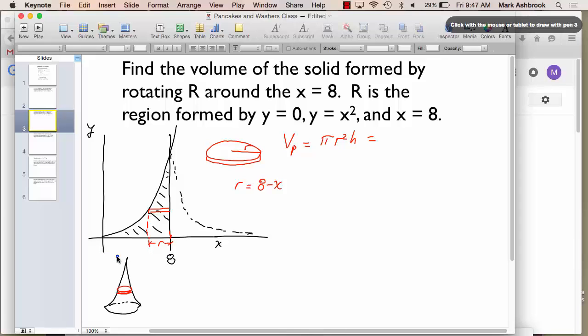Why? Because this distance is 8. This distance is the x-coordinate. The x-coordinate starts at the y-axis and goes to the right, right? That's your x-coordinate. Out to the center of rotation, the center of the pancake, is 8. So 8 minus x is going to be that radius.